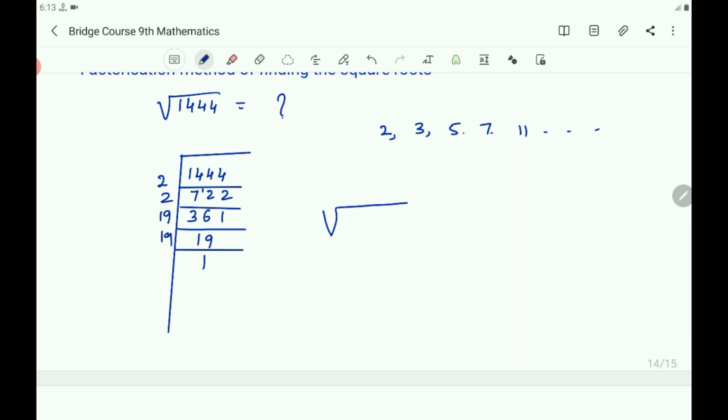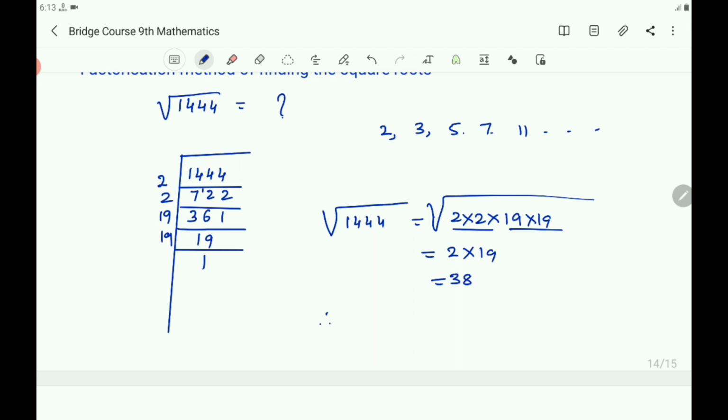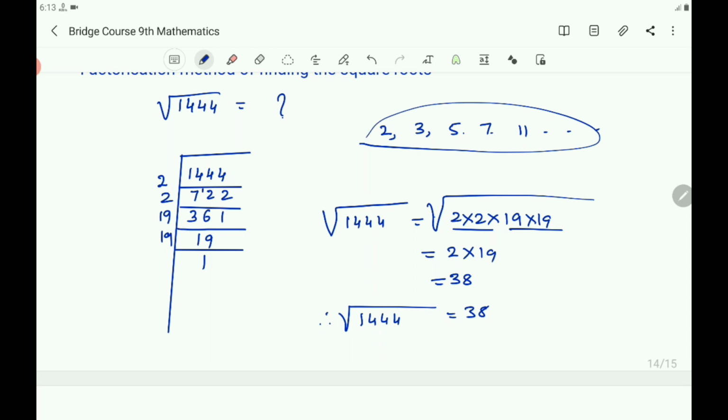So square root of 1444 equals square root of 2 into 2 into 19 into 19. So you take one time, make the group of 2 and take one time. 2 into 19, which is equal to 38. Therefore you can say that square root of 1444 is equal to 38. Here you must have the knowledge of prime numbers, and also you must know the multiplication table, and also the divisibility test is to be applied here.